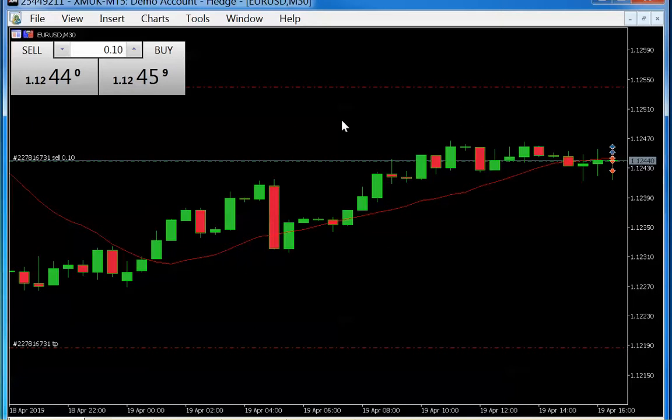And of course you can do all this before you actually click the sell or buy button. You can do all that first. So guys, this is how we manage our trade.